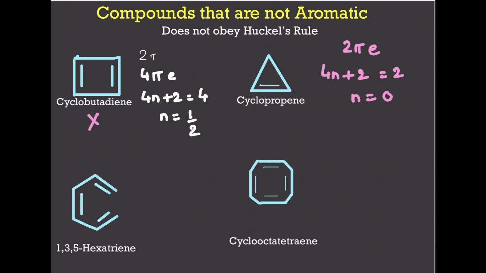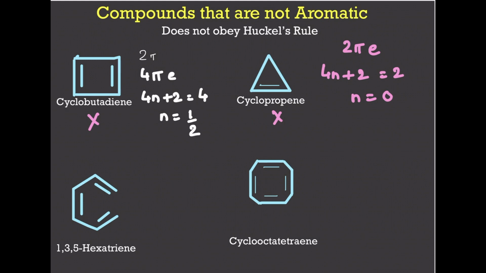Also, cyclopropene is a cyclic molecule. It has a ring structure. But the third criterion is not fulfilled here. There is no conjugation. There is only one pi bond present. There are no charges. There are no other alternate double and single bonds present in the molecule. So, because cyclopropene is not conjugated, one of the conditions of Huckel's rule is not satisfied here, and thus we can say that cyclopropene is not an aromatic compound.